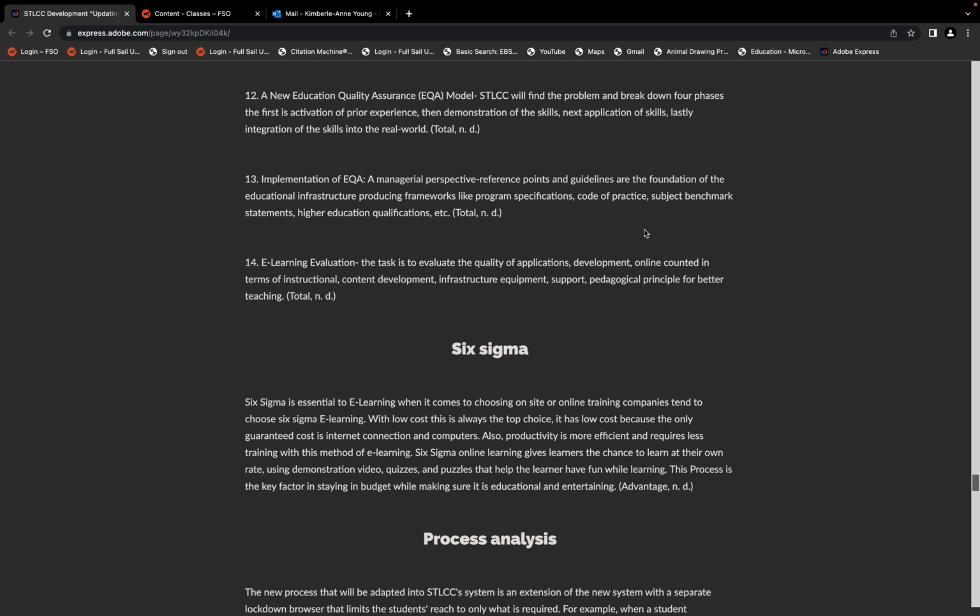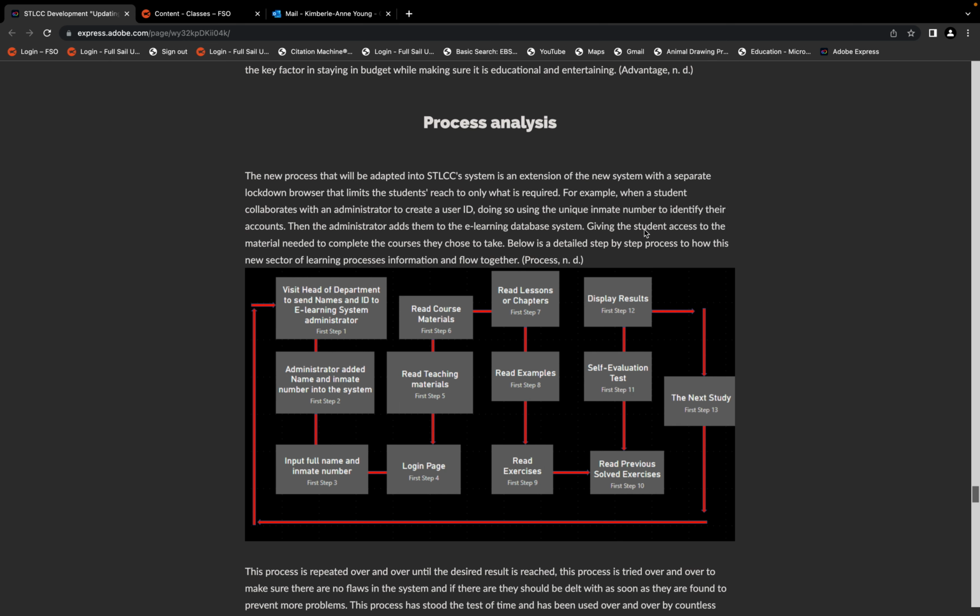And I have my Six Sigma, which is so important when it comes to e-learning with the low cost and the high productivity. It's undeniably needed, and it's basically you cannot function without it. Or if you are functioning without Six Sigma, you are definitely losing money. And the process analysis, I did it from a student standpoint of the processes that they would go through to get their information and studies and how the system will be used.